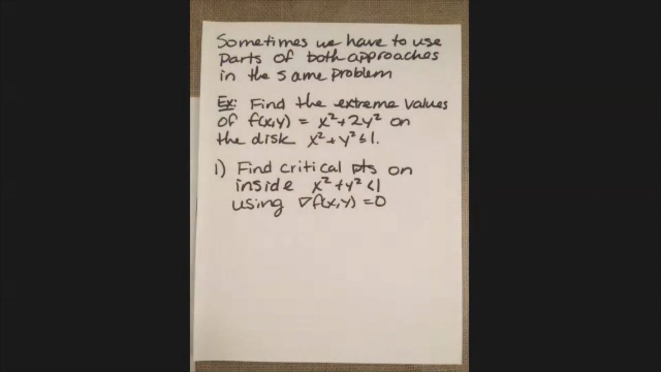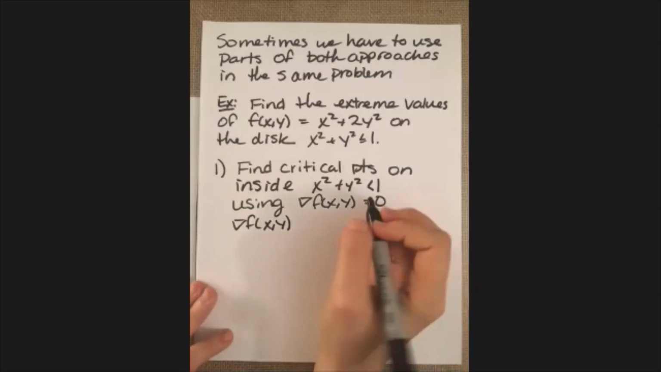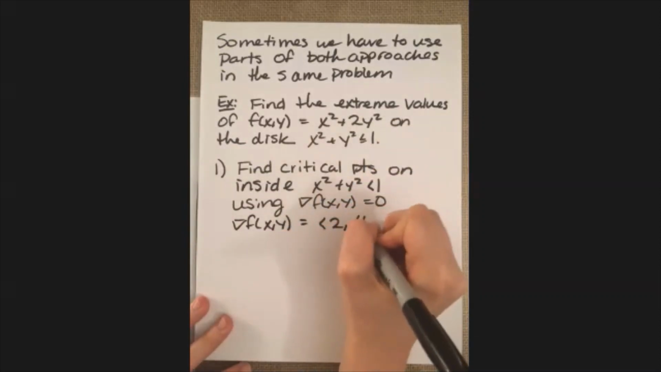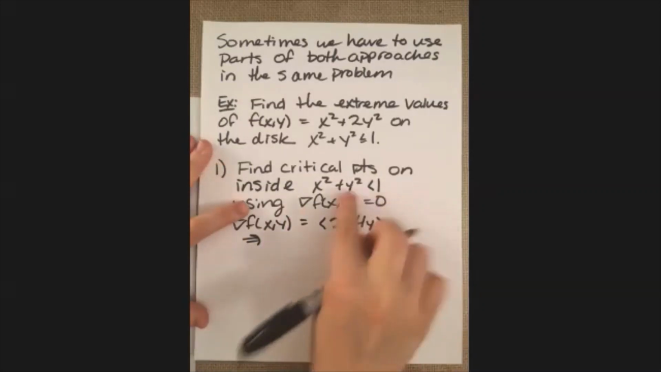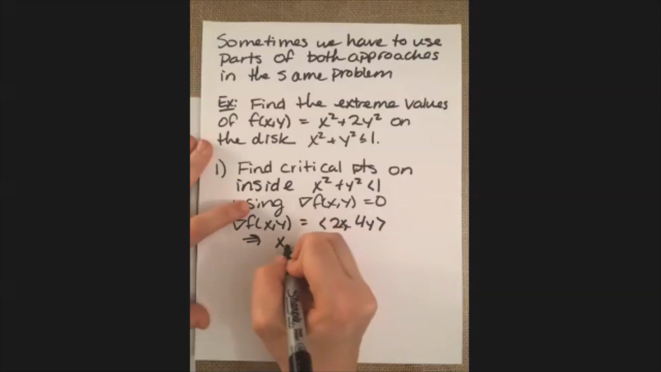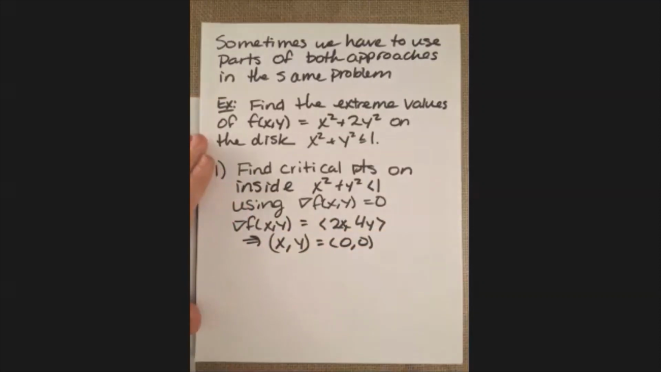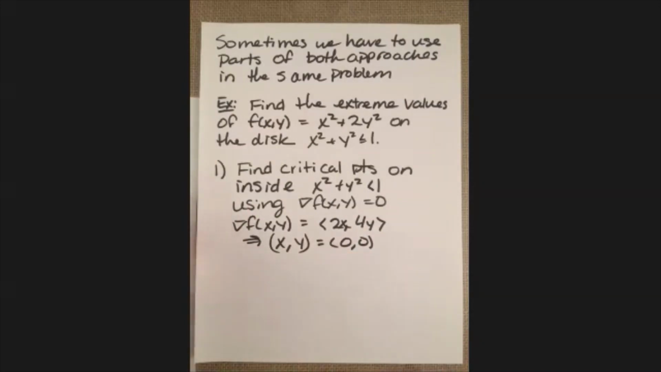So our gradient of f(x, y) is equal to 2x and 4y, oops, which means that our only critical point can really be (x, y) equals (0, 0). Okay, so this is either a local minima or a local maxima. I guess it could be neither.